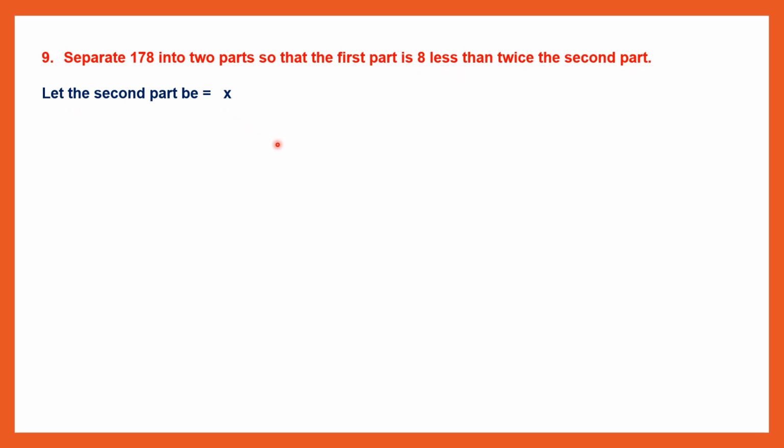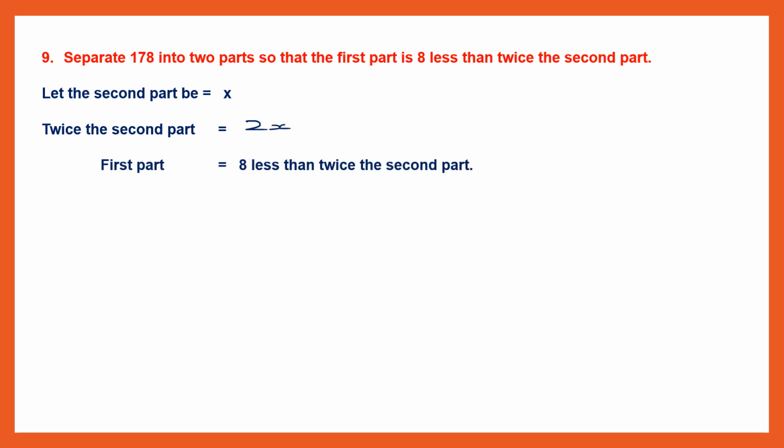So if the second part is x, what is twice the second part? That will be 2x. Now we are told the first part is 8 less than twice the second part. So the first part will be, now here, 8 less than twice the second part, and this is twice the second part. So that is 2x. 8 less means minus 8. So now we know the first part is 2x minus 8 and the second part is x.